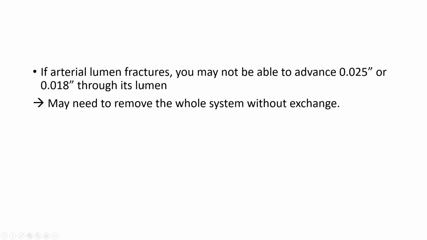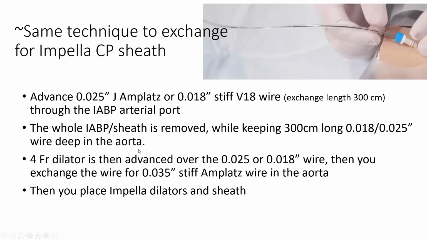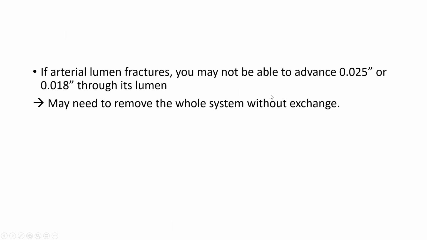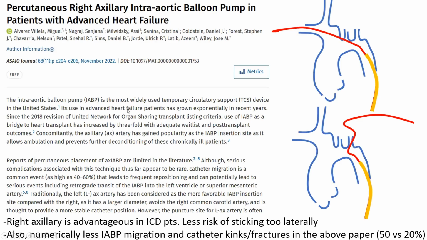Another thing you can do when the lumen is fully fractured and you cannot advance a wire through it, you may try to advance a wire next to the balloon pump catheter in that 8 French sheath. Because remember, the balloon pump balloon is not at this level, it's deep inside the aorta. So you may be able to advance a 0.14-inch wire next to the balloon catheter inside that sheath and into the axillary artery and deep in the aorta. This way you preserve your access and you can advance progressively larger sheaths and so on.